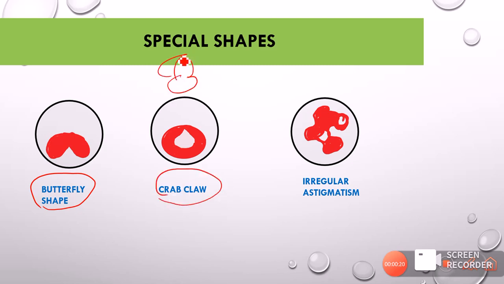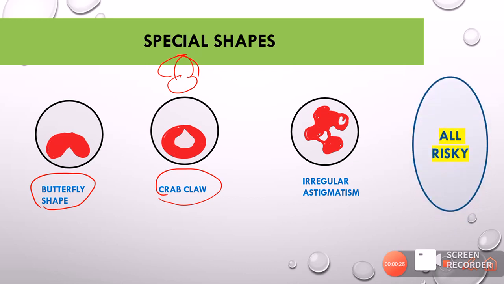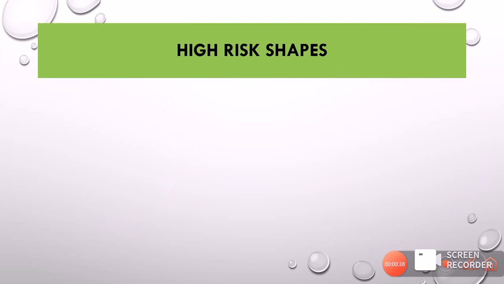Okay, so it is called the crab claw appearance on topography, or it could be irregular astigmatism, which will show irregular steepening like this. And almost always all the special shapes are actually risky, because this butterfly shape and claw shape you see in pellucid marginal degeneration, which is a type of ectasia.